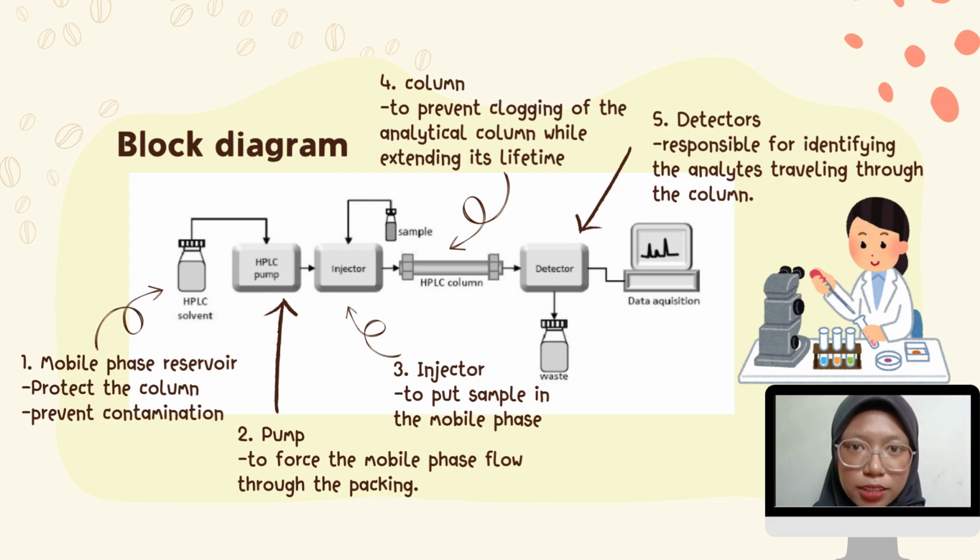Finally, the detectors. Detectors identify the analytes as they exit the column. There are two basic types of detectors, which are the bulk property detectors. This responds to a mobile phase bulk property such as refractive index. Second is the solute property detectors. This responds to some property of the solute such as UV absorbance.